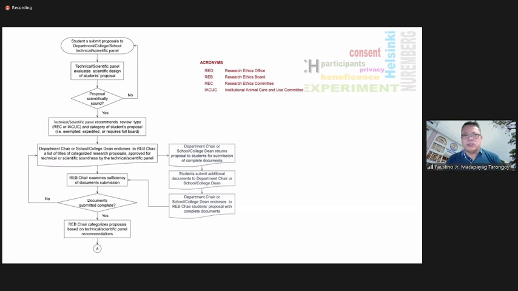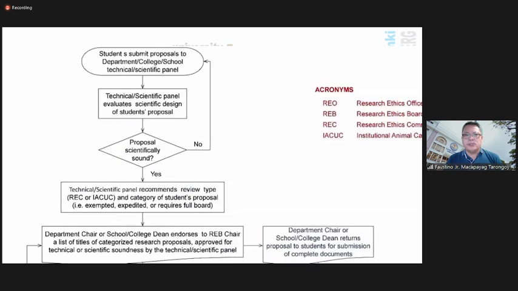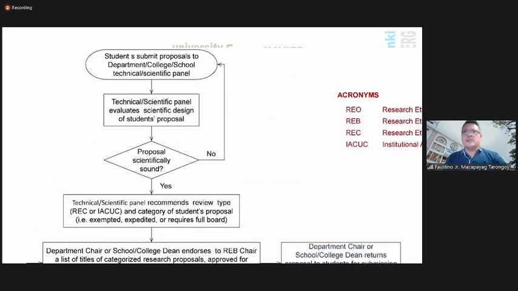in more detail. So the first process involves you submitting, of course, your proposal to your department, of which you are going to defend your proposal, right? And the scientific or technical panel from your department or from your own college will assess the scientific merit of your research design, for your proposal. So if it is scientifically sound, therefore it will be recommended for review.